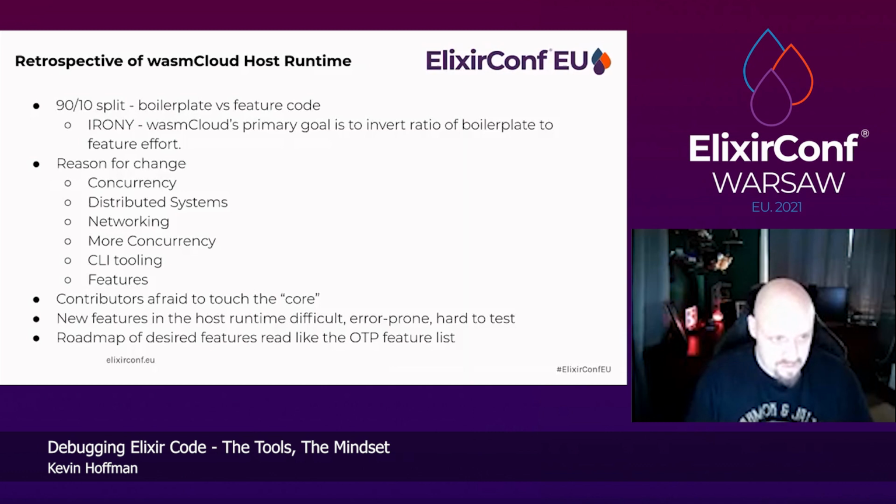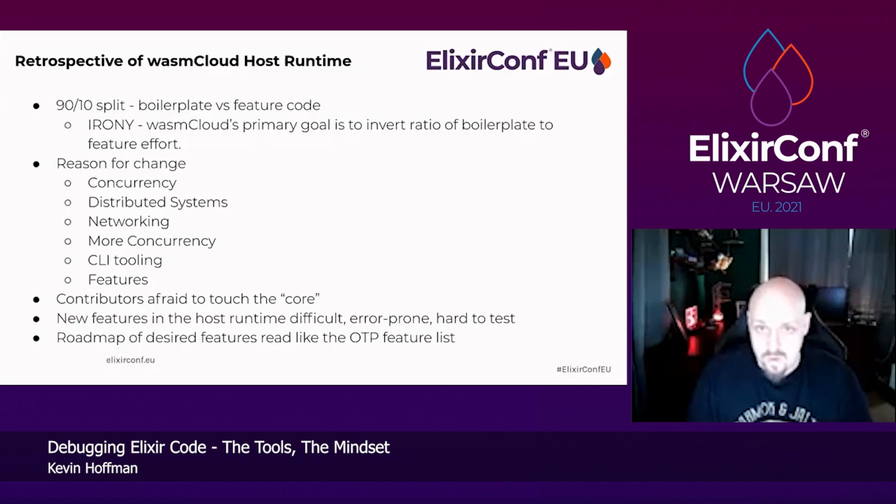When we looked at the reasons for why we needed to change, so the reasons for new code and deployments were predominantly around concurrency, distributed systems, networking, more concurrency, CLI tooling, and then finally features. And again, we wanted to be able to spend more time working on features and less time working on things like concurrency and distributed systems.